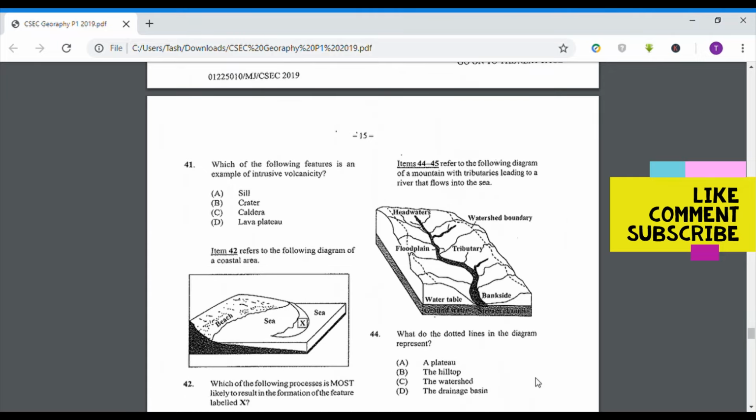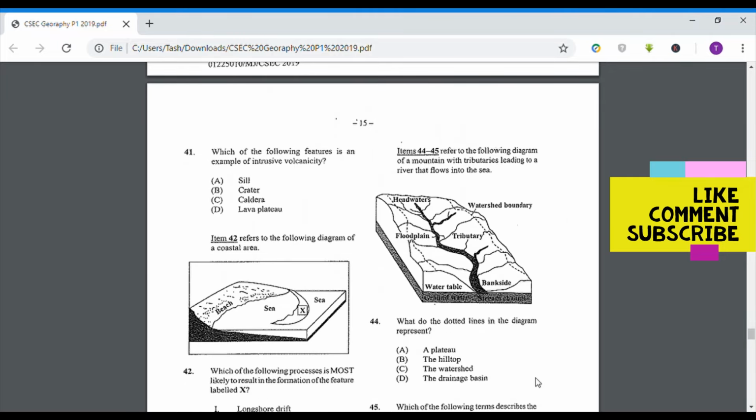For number 41, which of the following features is an example of intrusive volcanicity? So intrusive means these features are happening internally inside the Earth's crust. The only intrusive thing here is a sill, letter A. Every other thing that is listed there, they are actually extrusive features, means the lava has been cooled and hardened, and these features are formed on the outside of the Earth's surface. So for number 41, our answer would have been letter A.